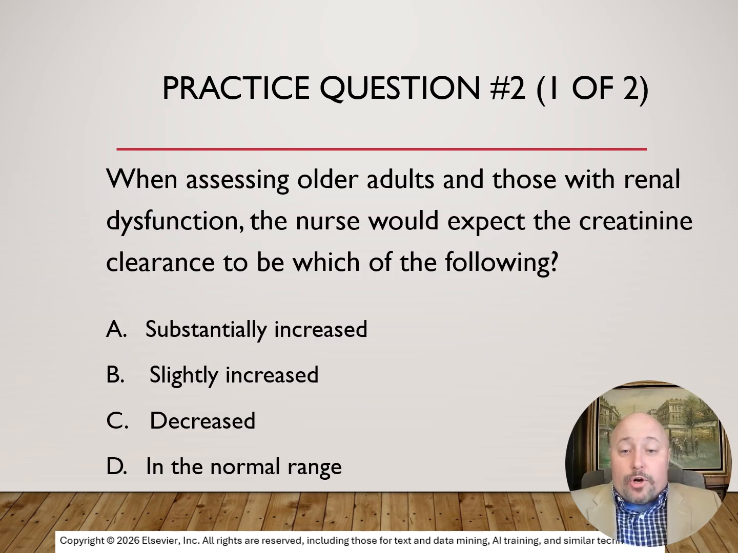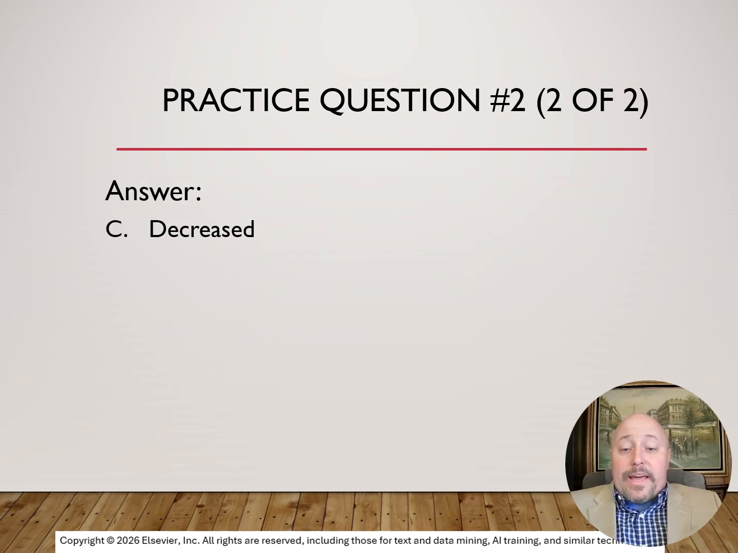When assessing older adults and those with renal dysfunction, the nurse would expect the creatinine clearance to be which of the following? Would that be A, substantially increased, B, slightly increased, C, decreased, or D, within the normal range? And that answer is going to be C, decreased. We're going to see this discussed a lot, both in this course as well as when we get into other courses, about the effects of aging on the body. And just like anything else, as those kidneys get older, they're not concentrating urine and excreting as effectively as they used to when they were younger.